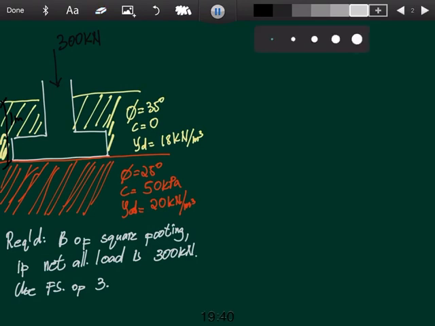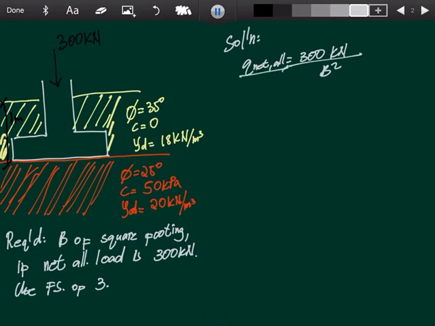So, how are we going to determine the required width? Solution. Where do we get the required width? We have the net allowable load, that is 300. P pala yan, it's not Q. That is P. Okay, Q: 300 kilonewton over what? B squared. Right? So, we can get B.